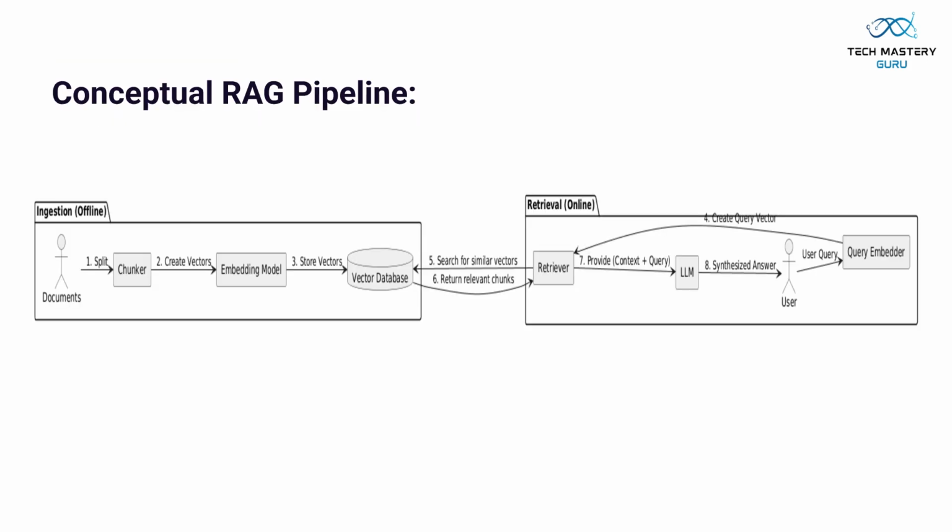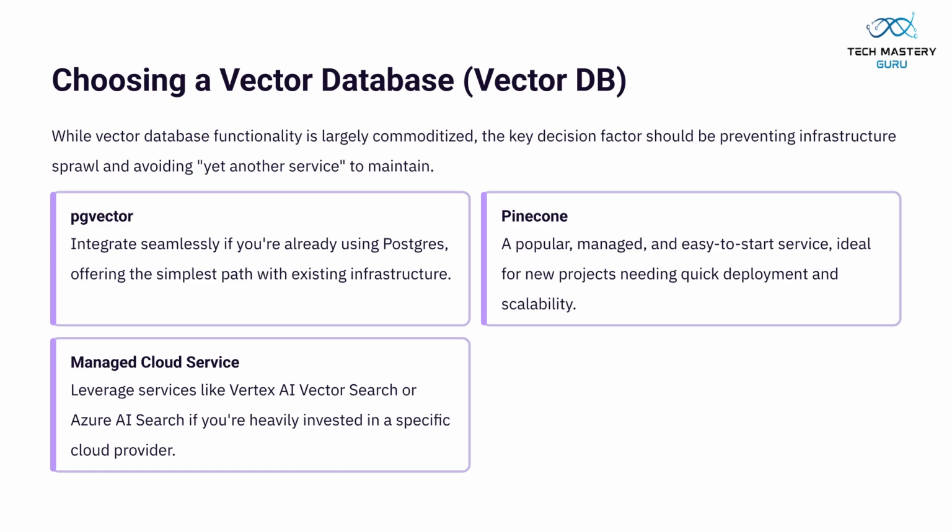This diagram visually represents the conceptual RAG pipeline, illustrating the offline ingestion phase where documents are processed and stored, and the online retrieval phase where user queries are answered using the index data. When choosing a vector database, the main goal is to avoid infrastructure sprawl. Options include pgvector for seamless Postgres integration, Pinecone for quick deployment and scalability, and managed cloud services like Vertex AI Vector Search for those already invested in a specific cloud provider.